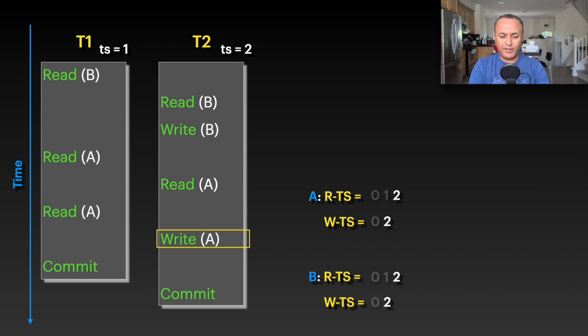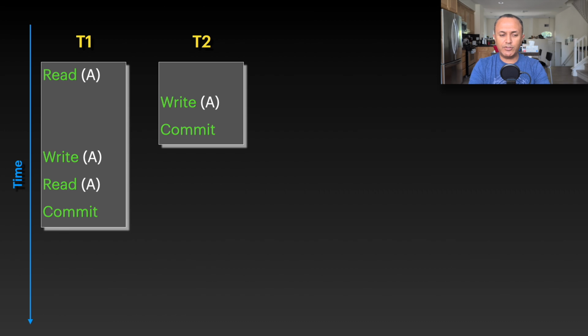Let's see a different example. Here again, we have two transactions. This time we have just one object A, so we have read timestamp and write timestamp for A. Now let's start. T1 starts, it gets the first timestamp. We're attempting to do the read. We compare these values. The comparison is valid, so we don't need to abort. We're just going to do the read and update the read timestamp.